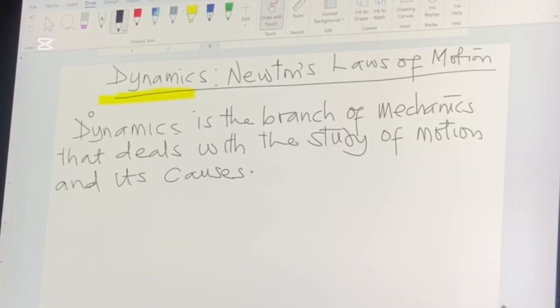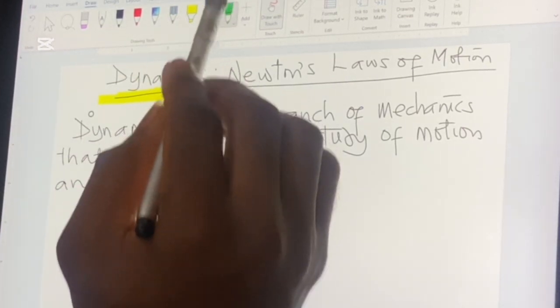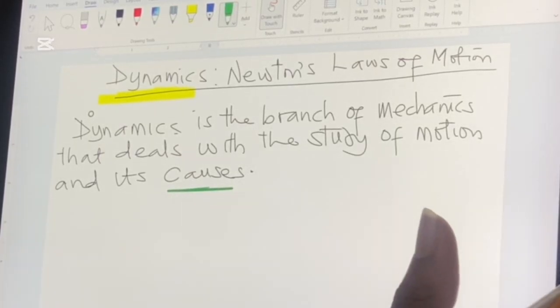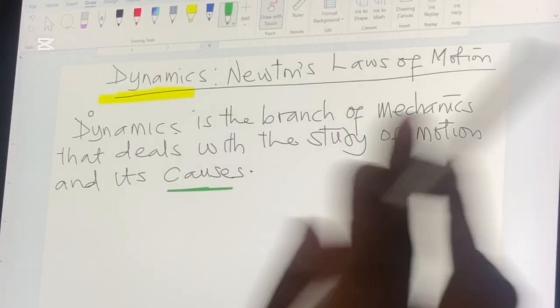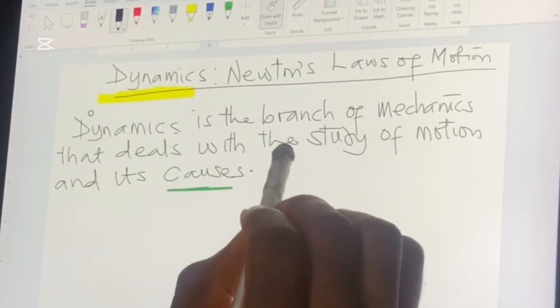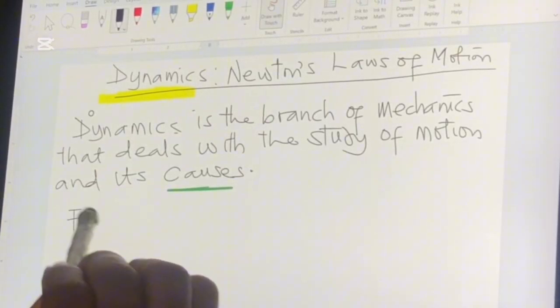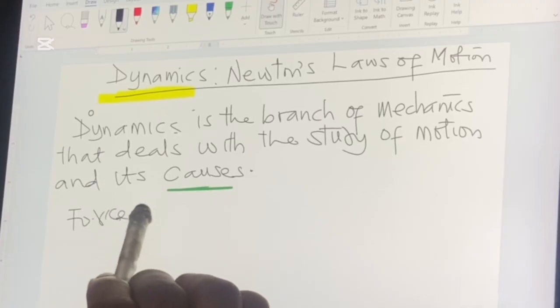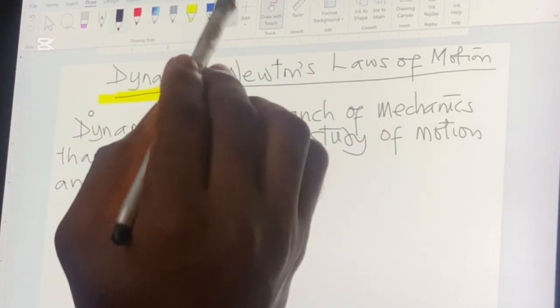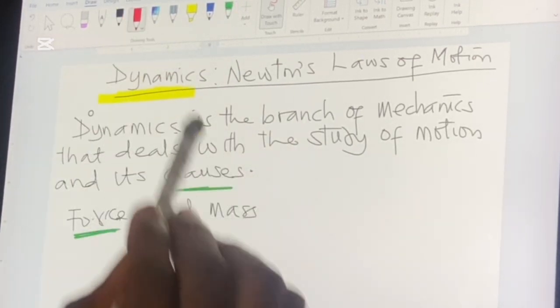Okay, before we move into the laws of motion, let's know what causes motion. In our elementary knowledge, we are told that what causes motion is force, but that is not the only thing that causes motion. What causes motion is force and mass.